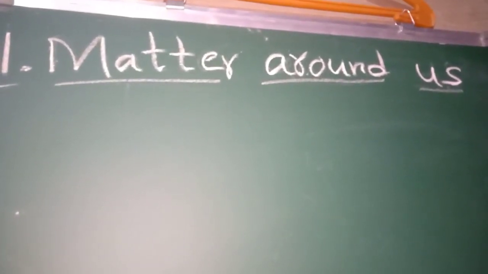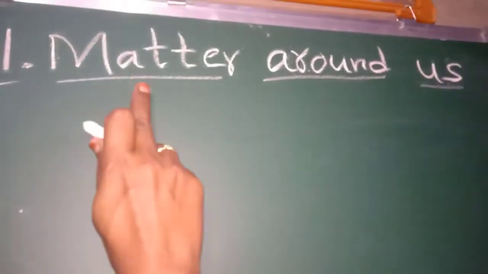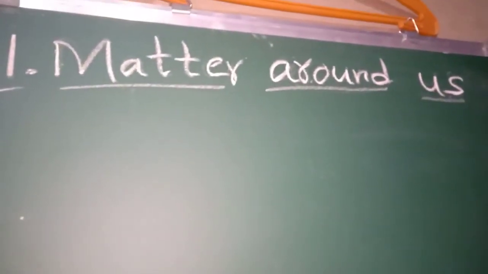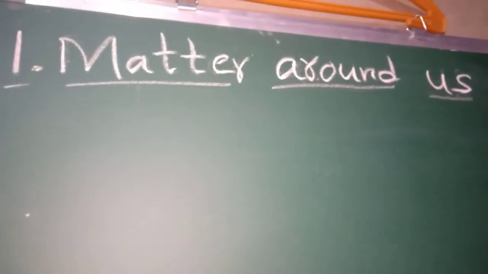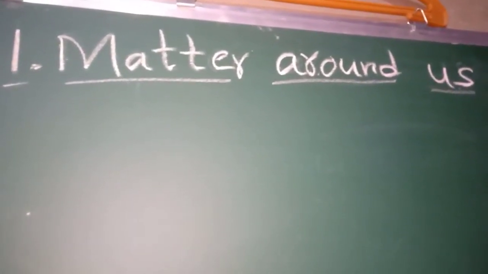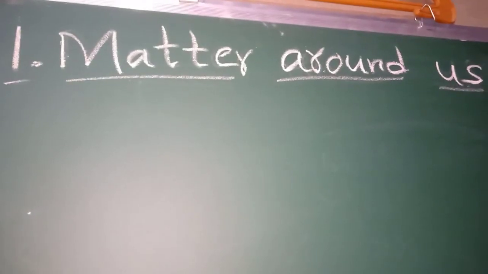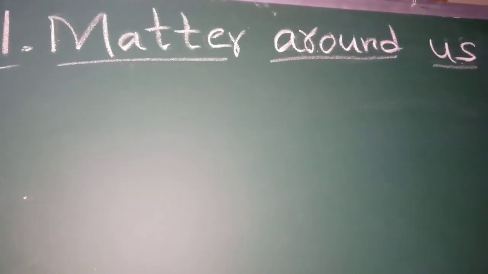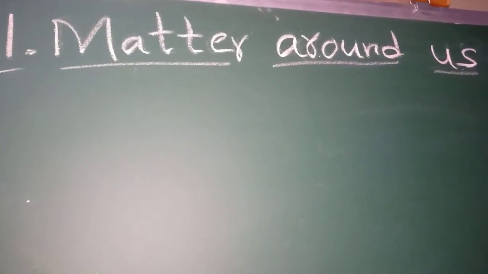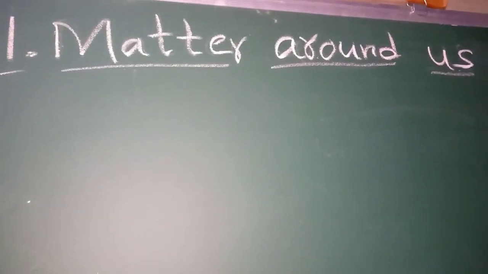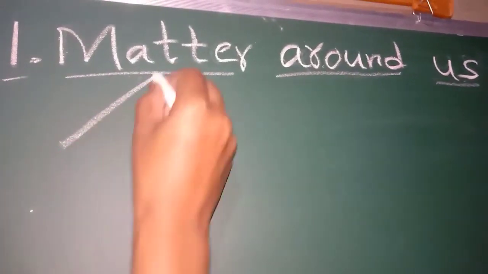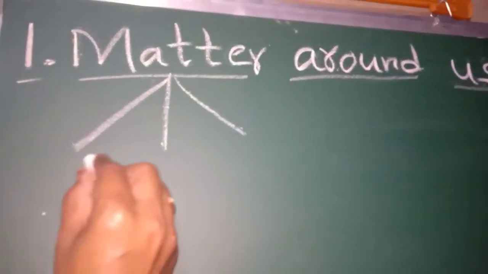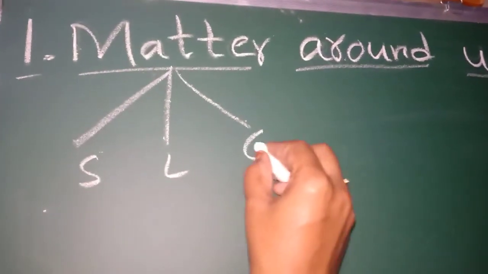In the previous class, we learned what matter is, in how many types matter exists, in what states matter exists, and its properties. We learned that matter is nothing but that which occupies space and has some mass, and it has three states: solid, liquid and gas.